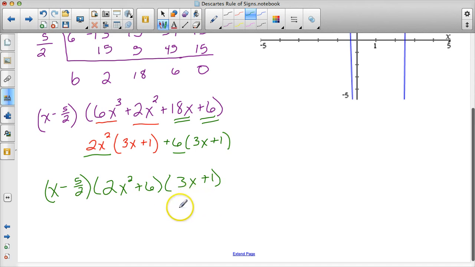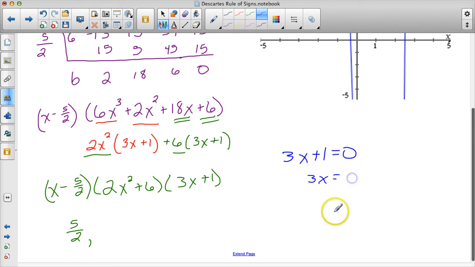I could set each factor equal to 0, and that will help me to find all of the information that I need. So remember x minus 5 halves, when I set that equal to 0, I get 5 halves. If I take 3x plus 1 and set that equal to 0, we get 3x equals negative 1. So x equals negative 1/3. Well, that's another one of my solutions, or zeros.